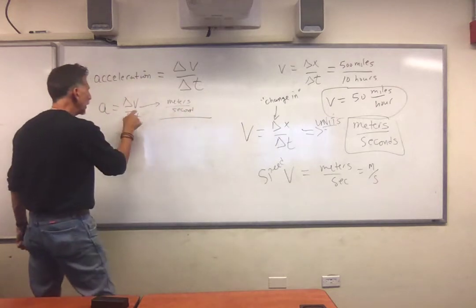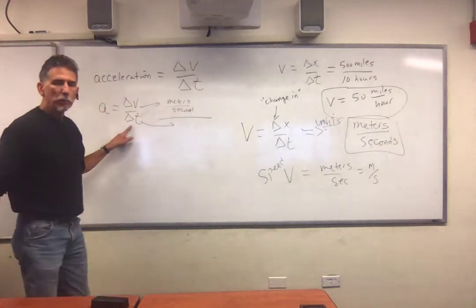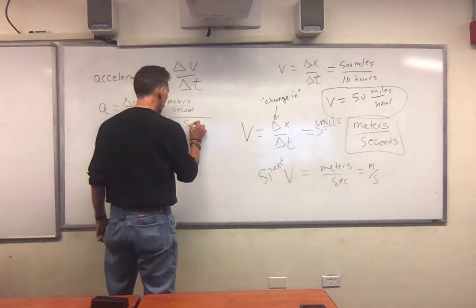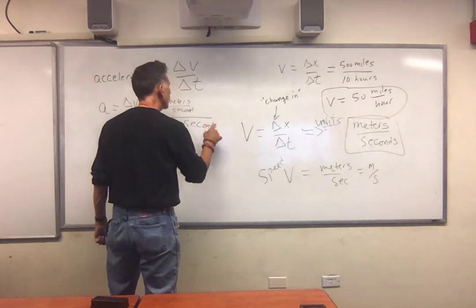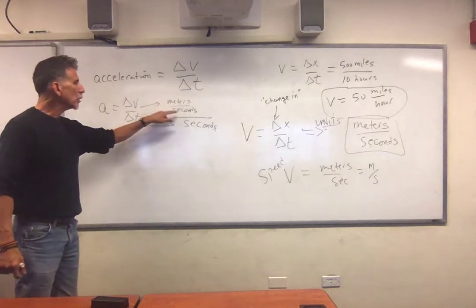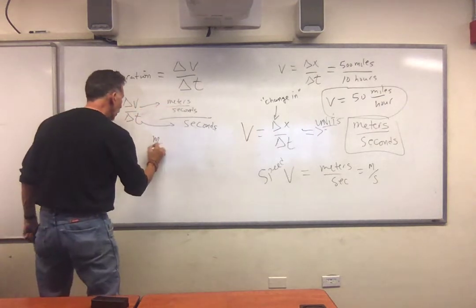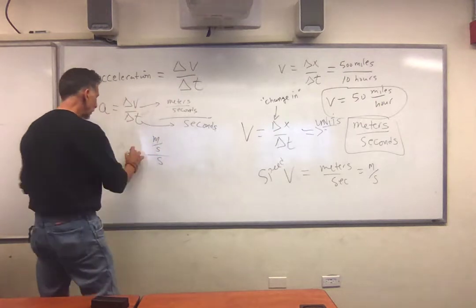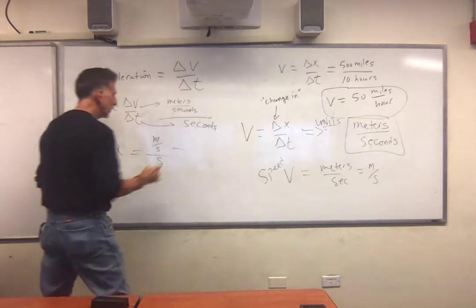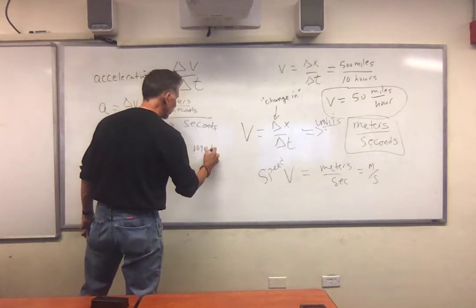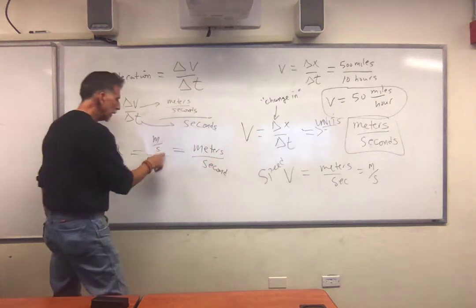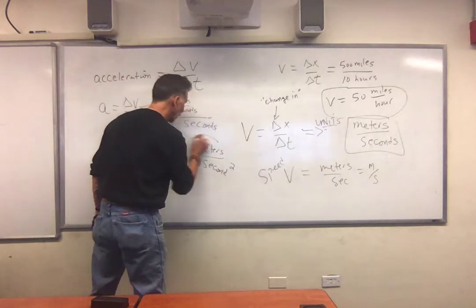Now, we have to divide by the units of delta T. Remember, change in time. Delta, no units. T, seconds. When you divide meters per second over seconds, I'm going to write m over s divided by s. The units of acceleration are meters per second per second. Look at this. Seconds times seconds is seconds squared.